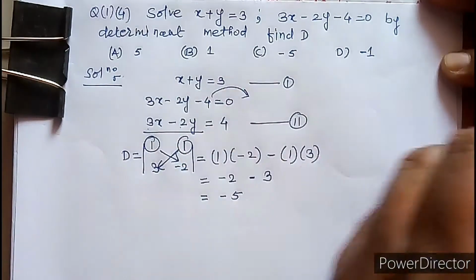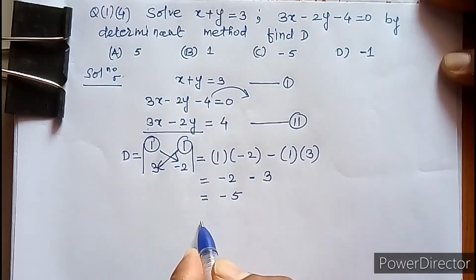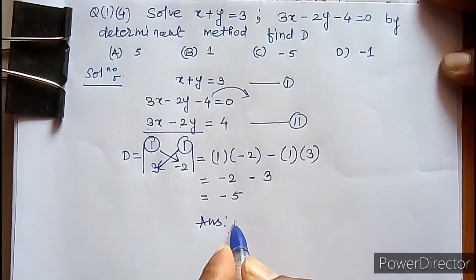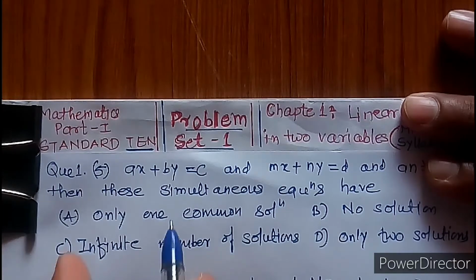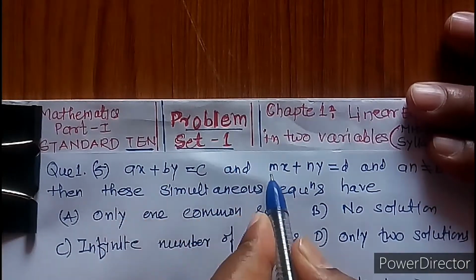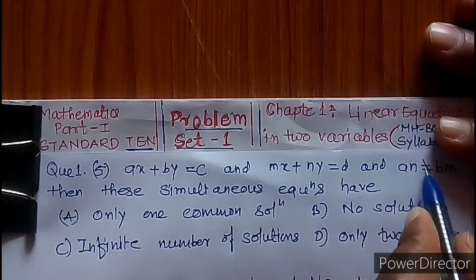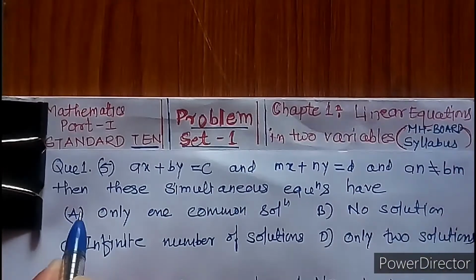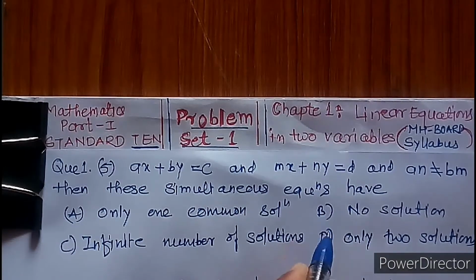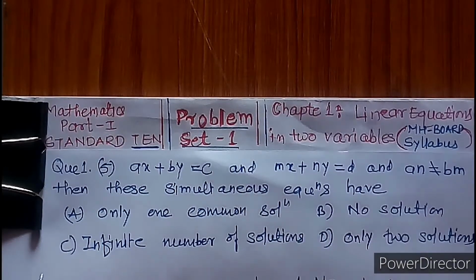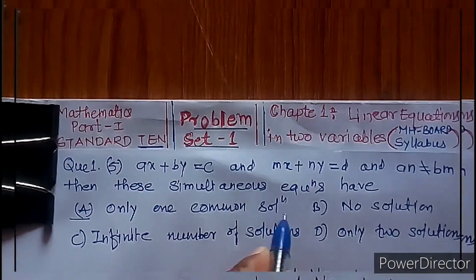Out of these 4 alternatives, here C is minus 5. Therefore our answer is C. Now sub question 5 in question number 1: ax plus by equals c and mx plus ny equals d, and an is not equal to bm. Then these simultaneous equations have, out of these 4 alternatives, the answer is A, only one common solution.